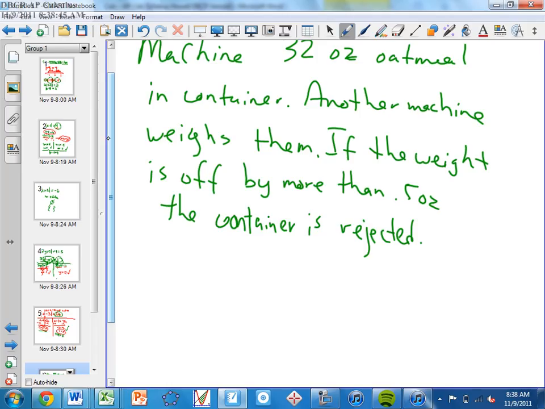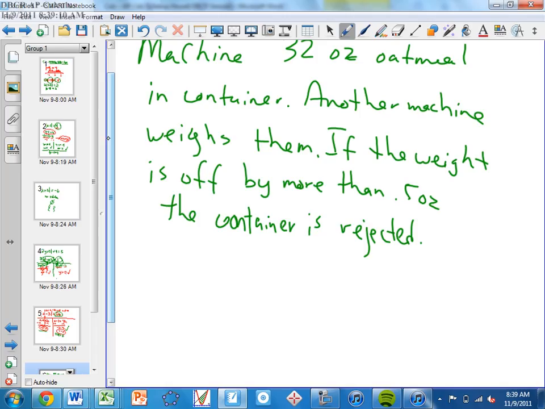Let me do a scenario, make it easier for you to think about. I weigh the container. It weighs 33 ounces. What's the difference from what it should be? 1 ounce, right? Again, it should be 32 ounces. I put it on a scale after it gets filled, and it weighs 33 ounces. So that exceeds the limit, right? How did I get to 1 ounce? I subtracted. I took the container's weight that I measured, and I subtracted it.